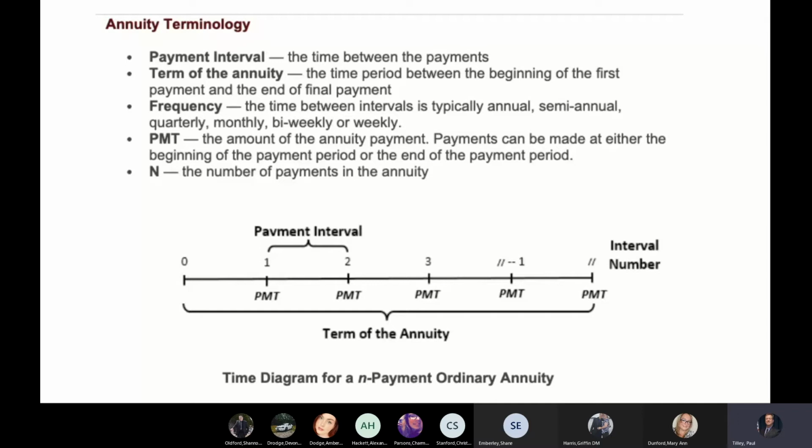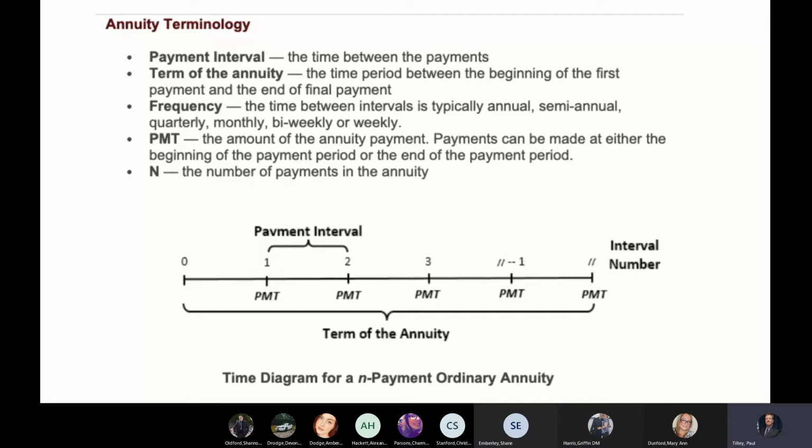The payment could be made at the end of the month or the beginning of the month. Most of the time when annuities are paid, they're paid at the end of the month. In fact, the ones we're looking at here are always at the end of the month. There is a type that is made at the beginning of the month, called annuities due, and we'll look at those later on. And N is simply the number of payments in the annuity.